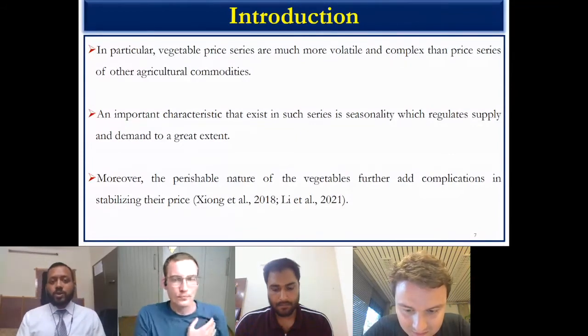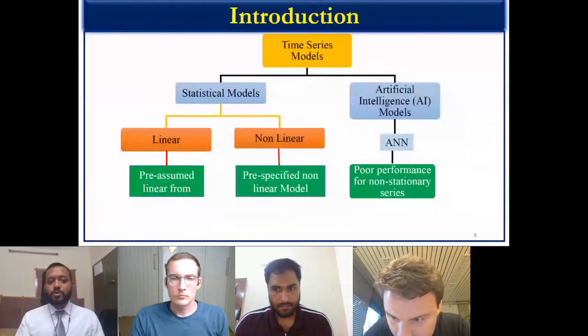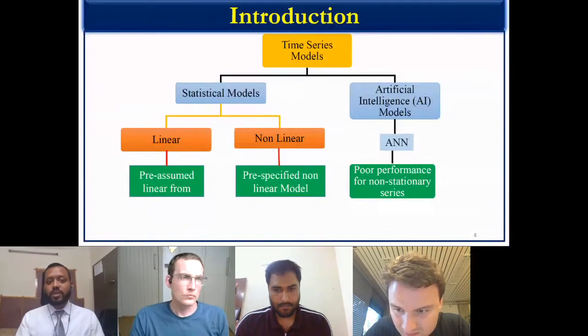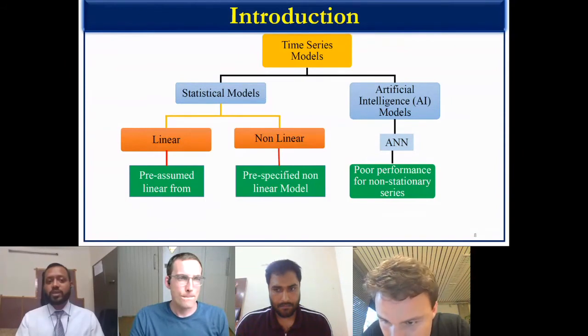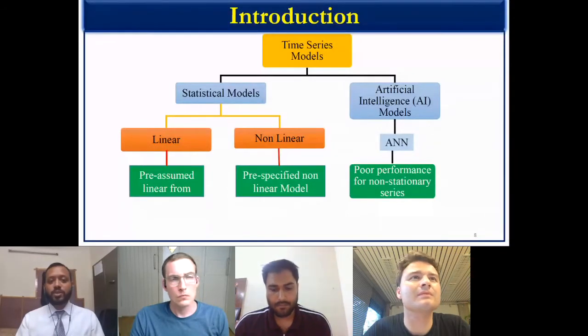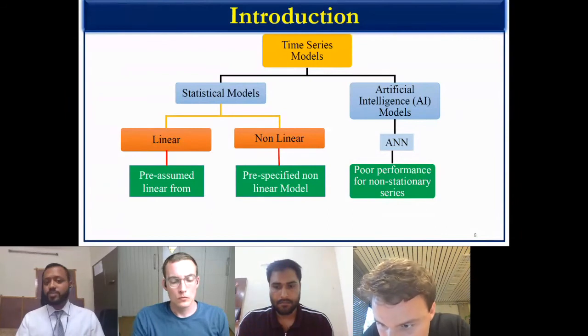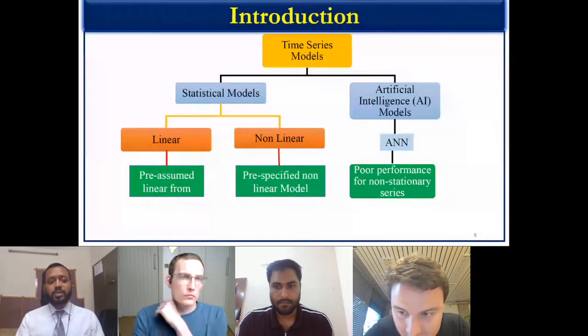Based on different time series models, different researchers have tried to forecast agricultural commodity prices. All these models are broadly categorized into two categories: statistical models and artificial intelligence models. In the statistical models, we have linear models like ARIMA or the Box-Jenkins methodology, whereas in non-linear statistical models, we have fixed non-linear models. Both linear and non-linear statistical models have several limitations. One of them is that they pre-assume a particular form of a model.